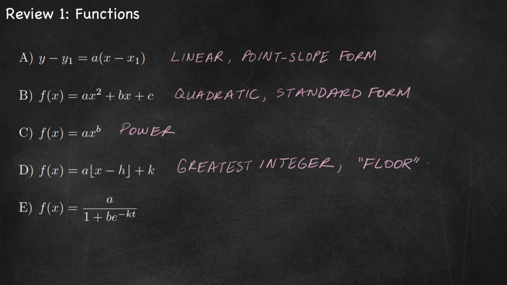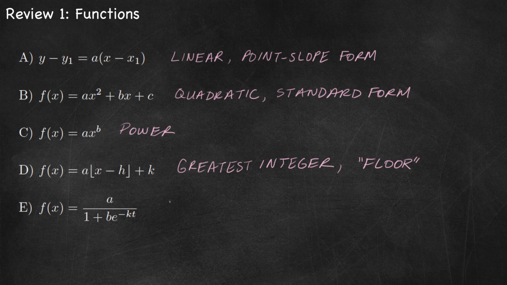So the floor function is a good name for this, kind of helps you remember to put the feet at the bottom of the bracket. If it were at the top of the bracket, then we'd call that the ceiling function. That would be the least integer function, and that would round up.